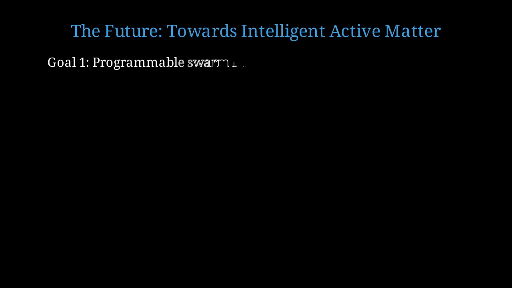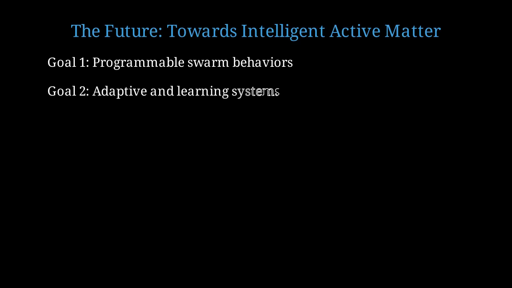A major goal is achieving programmable swarm behaviors. Can we design motors that collectively perform complex tasks, like assembling structures or performing distributed computation? Can we create adaptive systems that learn from their environment? Perhaps motors with memory elements that change behavior based on past encounters? Integrating biological and synthetic components could combine the efficiency and sensing of biology with the programmability and scalability of synthetic systems.